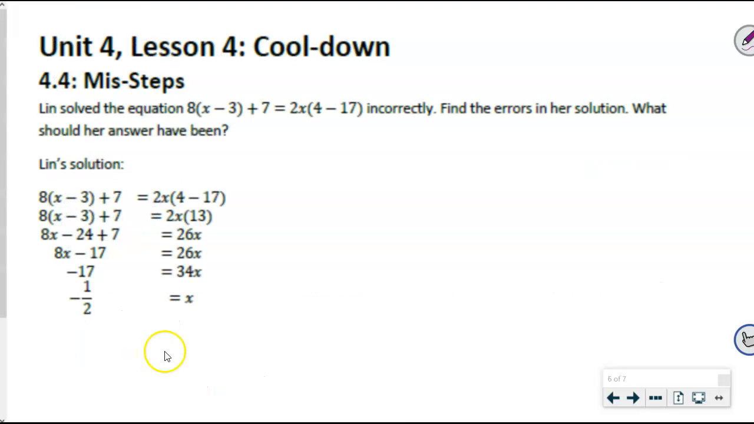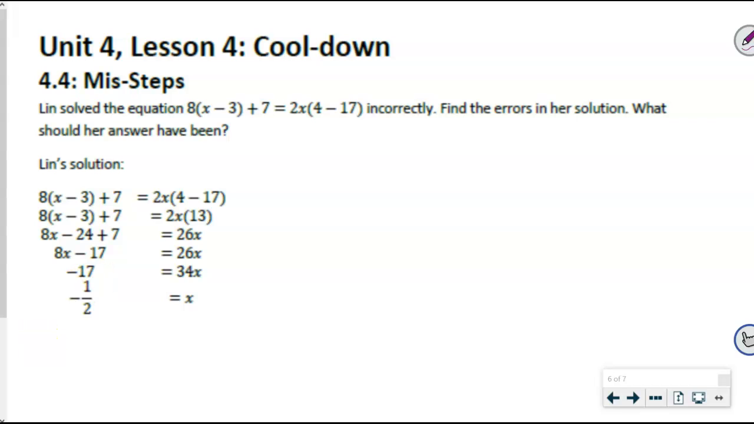Let's do the cool down. Lynn solved this equation incorrectly. Find the errors in her solution. This is math practice 3. We're critiquing her reasoning. One of the best ways to critique her reasoning is to construct your own viable argument. Maybe instead of just looking right at Lynn's steps, why don't you do your own work? Then you can compare. Maybe you can just read through the steps and figure out what the mistake is. Either way, I want you to find the mistake. Tell me what the new answer should be.